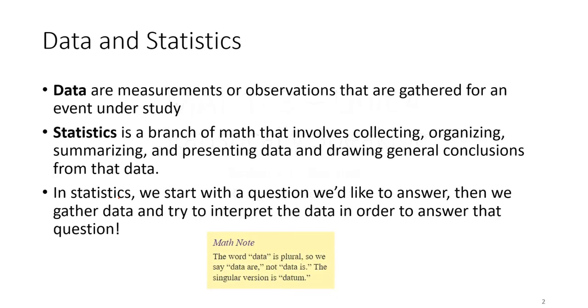Data are measurements or observations that are collected for some event or phenomenon that we're interested in studying. Statistics is a branch of math that involves collecting, organizing, summarizing, and presenting data, and then using that data to draw conclusions. In statistics, we start with a question that we'd like to answer, we gather data, and then we try to interpret that data in order to answer our question.